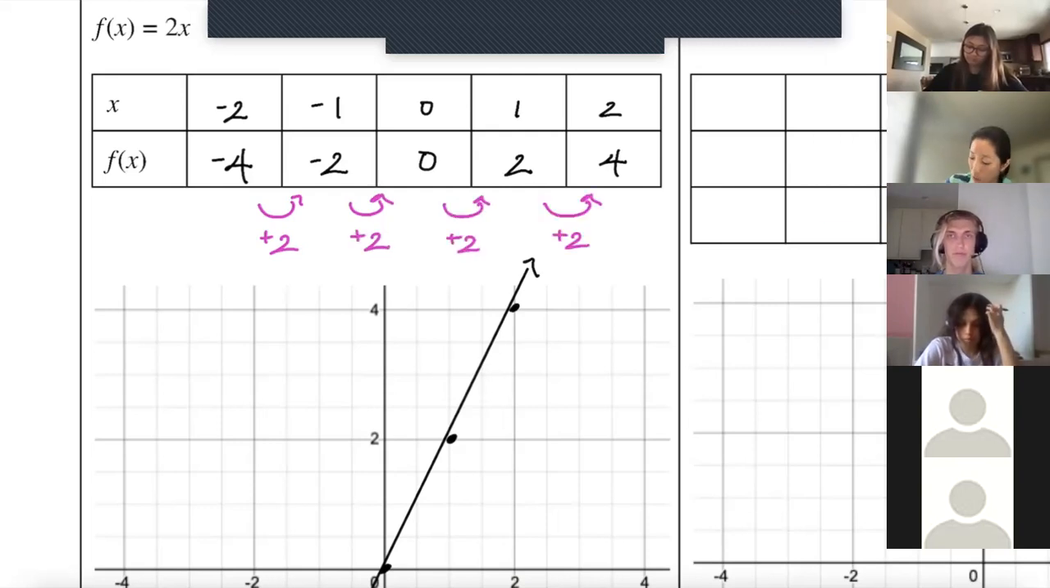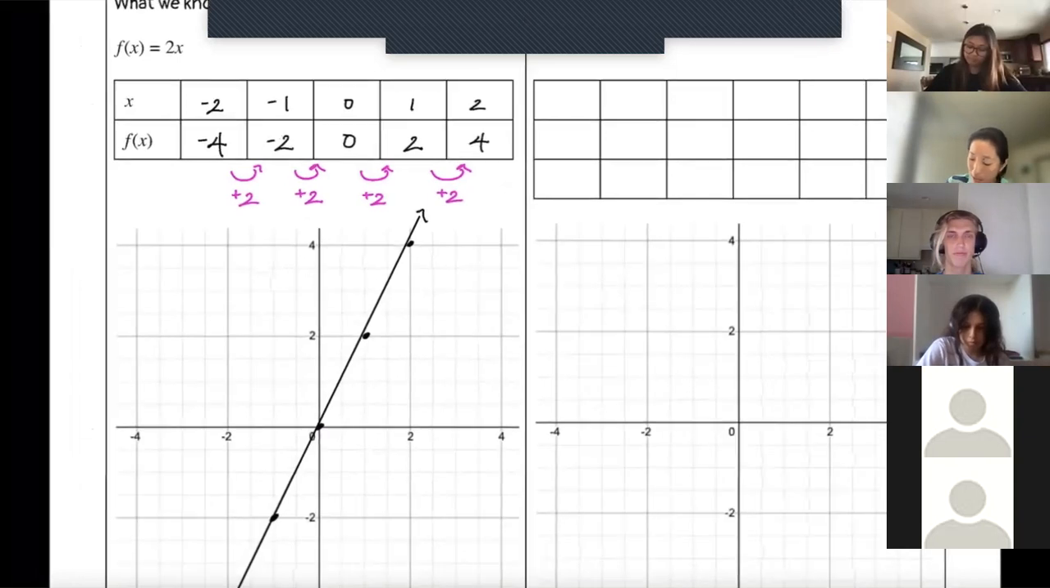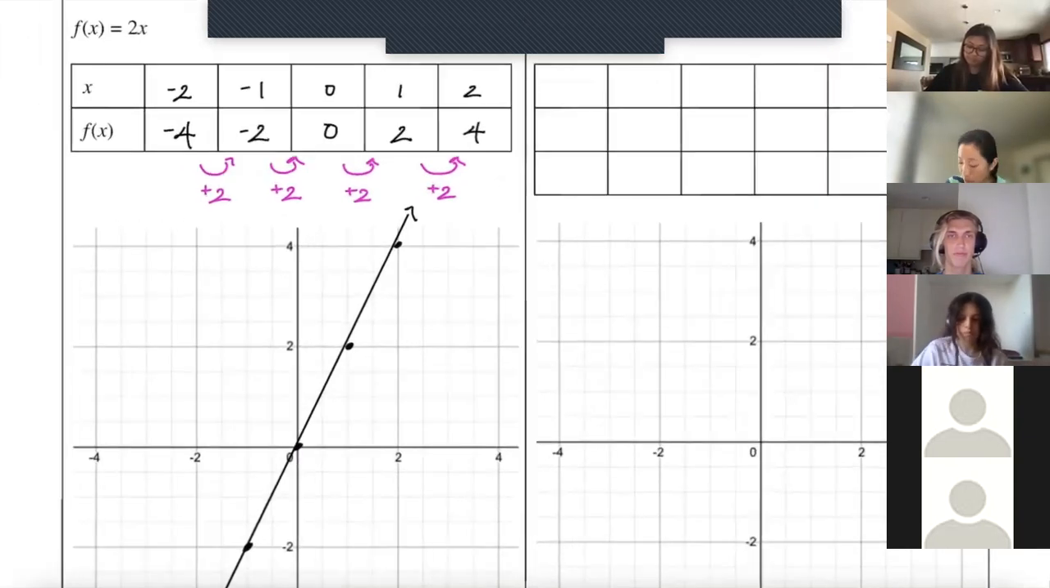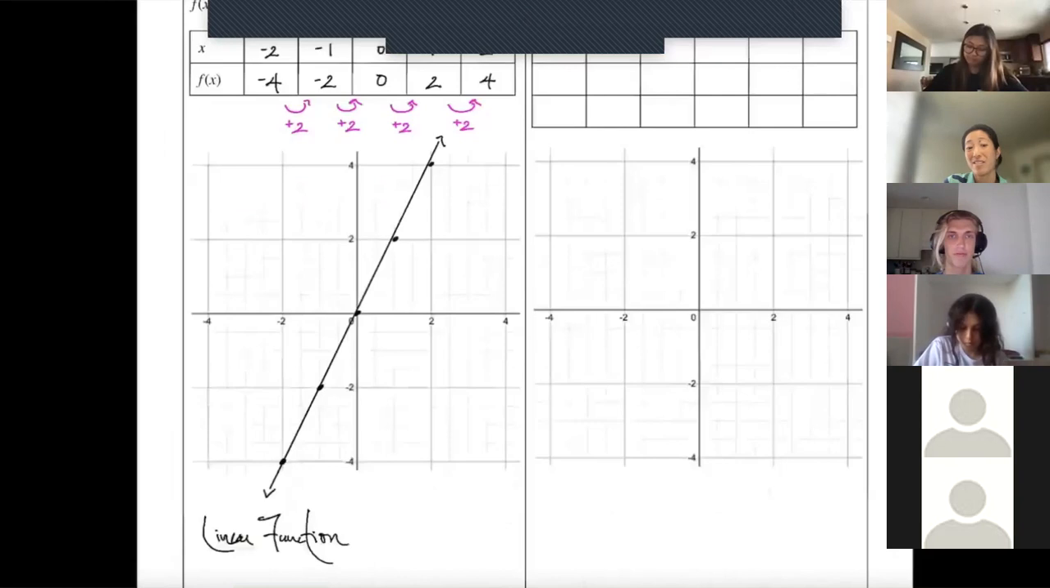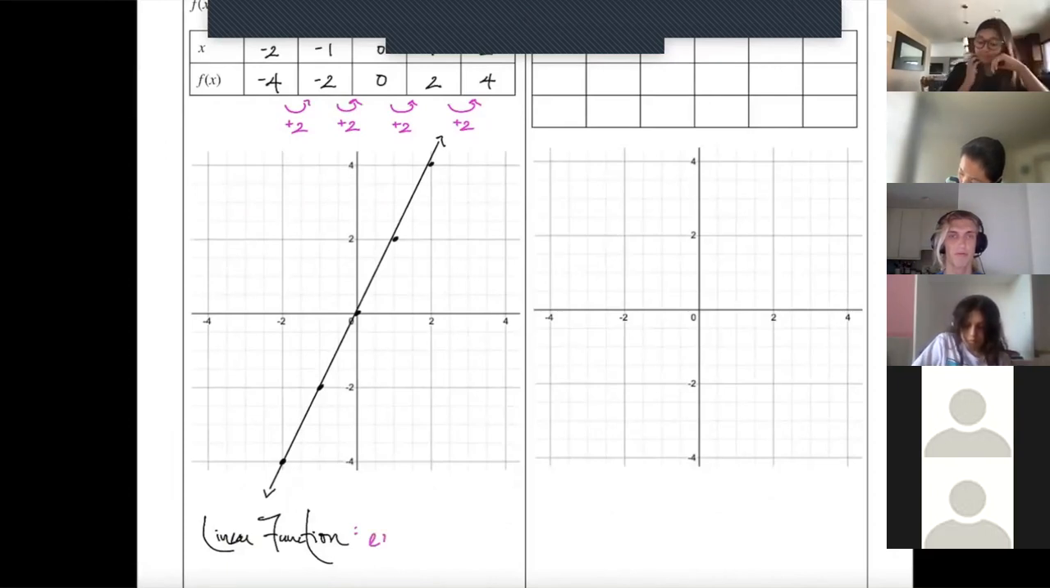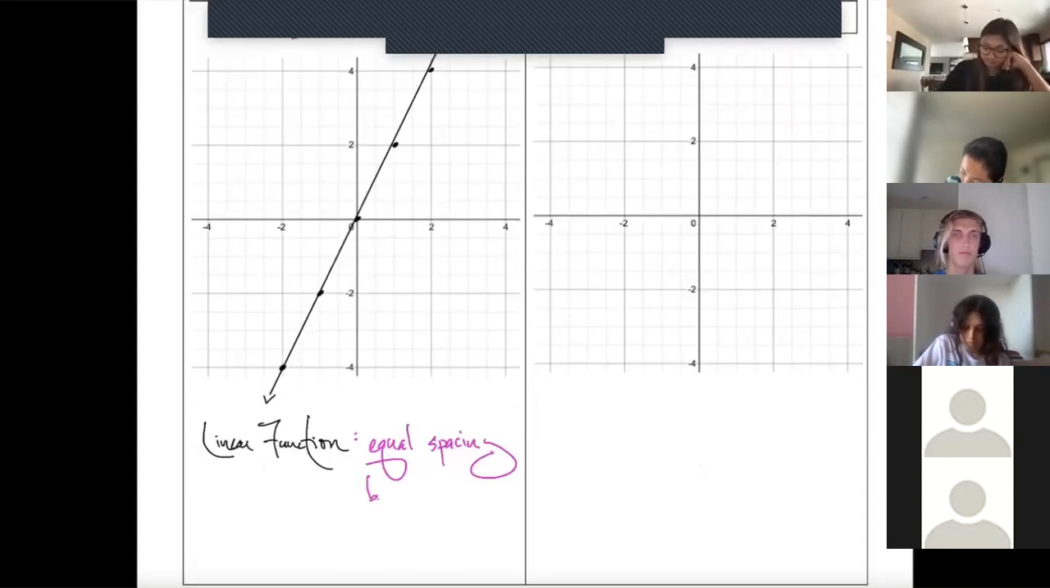we're going to end up with the same number, or that spacing is going to be equal. Exactly. So that +2, +2, +2 helps us know that this is going to be a linear function. So we could say that there is equal spacing between the y values. There's equal spacing between the y values.